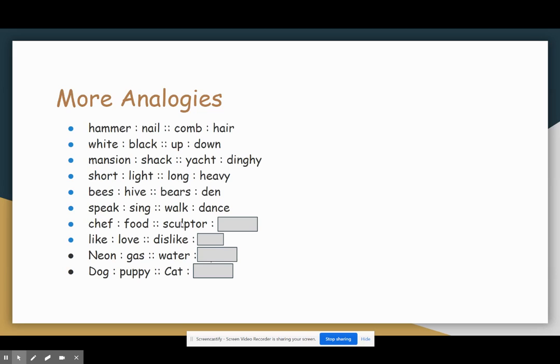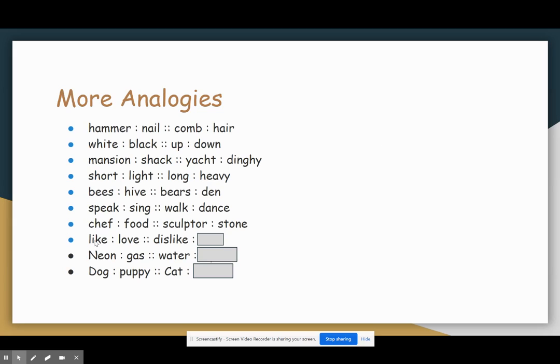Okay, let's look at the next one. Chef is to food as sculptor is to blank. Okay, well, a chef is a person, and what they work with is food. So a sculptor is a person, and what they work with is either clay or maybe rock. That is the substance, the thing that they work with. So let's see. Stone, rock or stone. There you go.